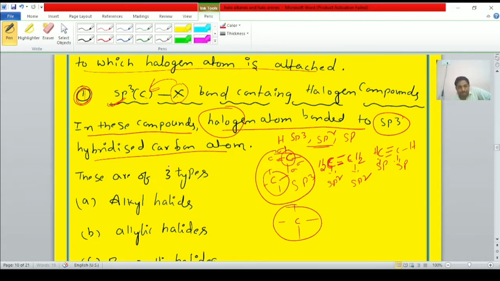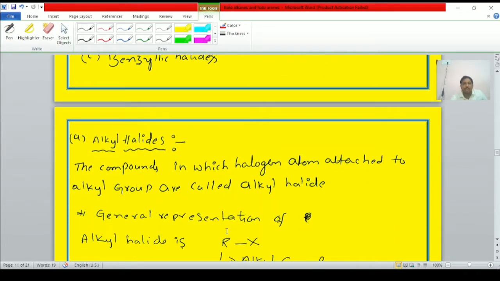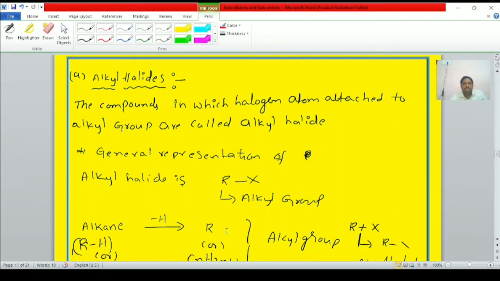Here, students, these are again classified into how many types? Three types. The sp3 hybridized carbon-halogen compounds are classified into three types: alkyl halides, allylic halides, benzylic halides. The three types, students, we are discussing one by one. First one, students, concentrate more.